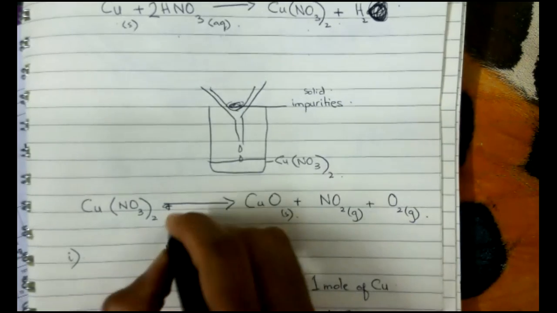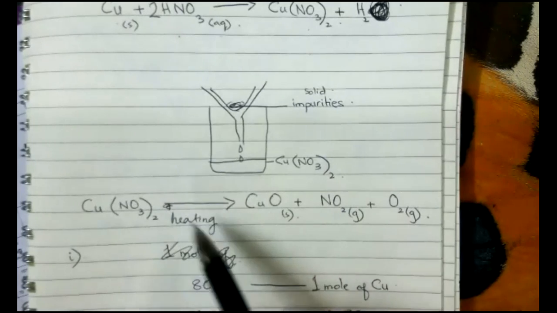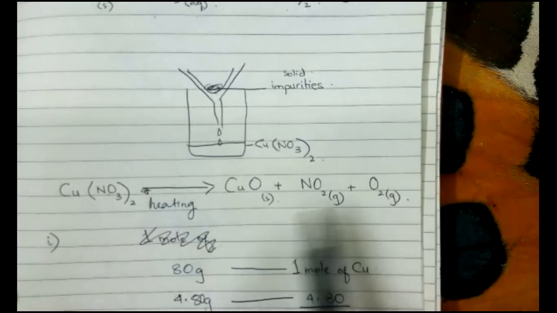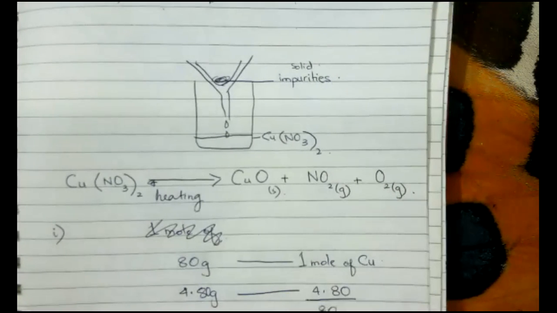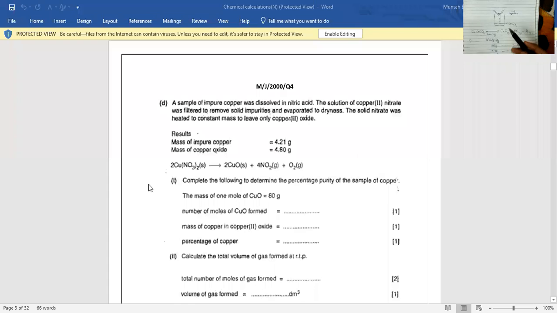They are heating it, and due to heating, it is decomposing. Decomposition is breaking of a compound into simpler compounds. So copper oxide, nitrogen dioxide, and oxygen gas. Now their question is, and I cannot even minimize it, I need to share the screen to be able to read the question. Their first question is, complete the following to determine the percentage purity of the sample of copper. The mass of 1 mole of copper oxide is 80 grams.